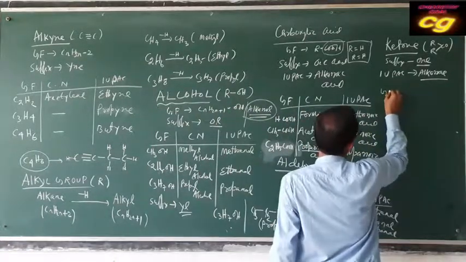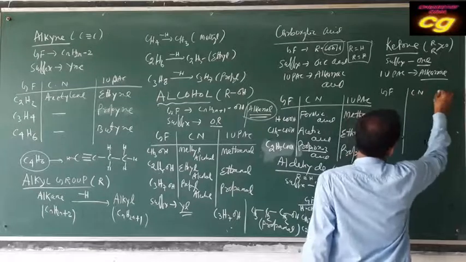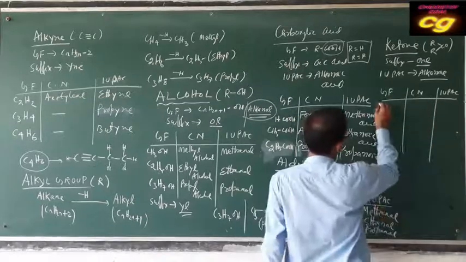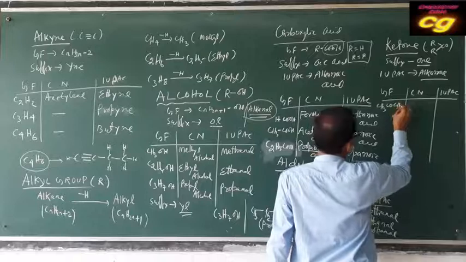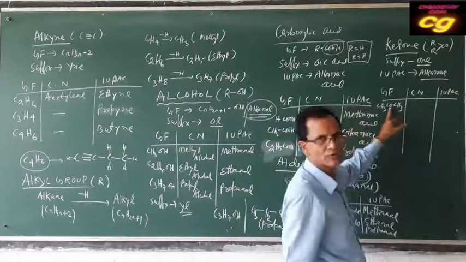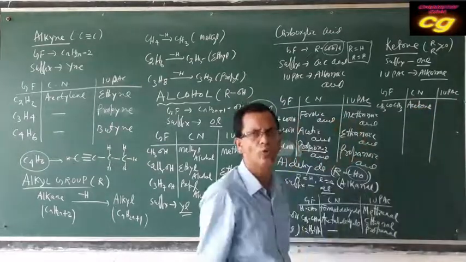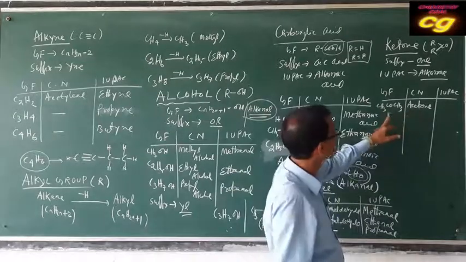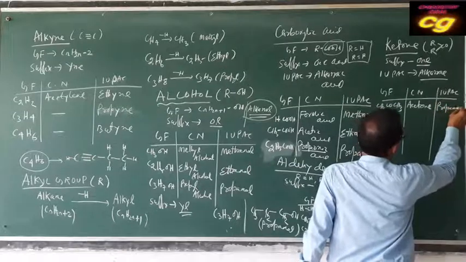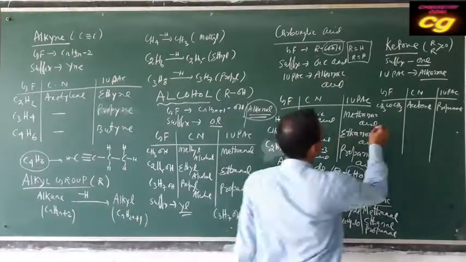So let us take the examples. General formula, then common name, then IUPAC name. General formula CH3COCH3, by taking R as CH3 attached to CO. That is called acetone. You have to remember. This is called the common name. Common name has no rule. You have to remember directly. That is acetone. But the IUPAC name has 3 carbon. It is called propanone. Suffix is ONE.